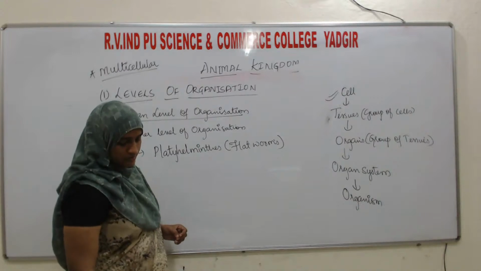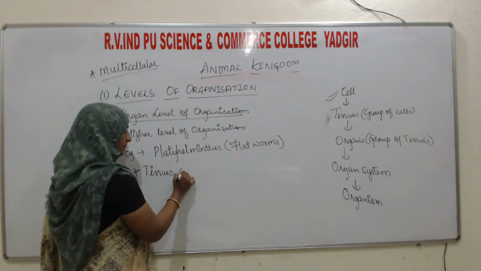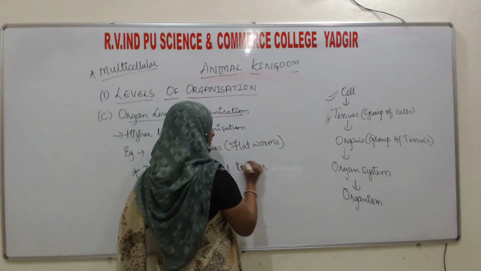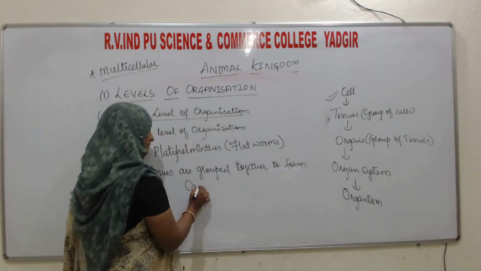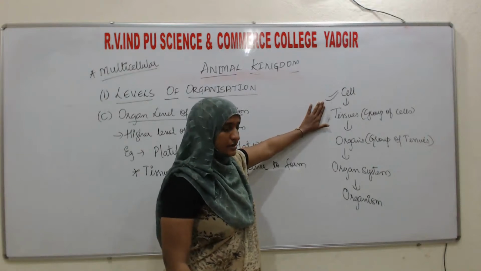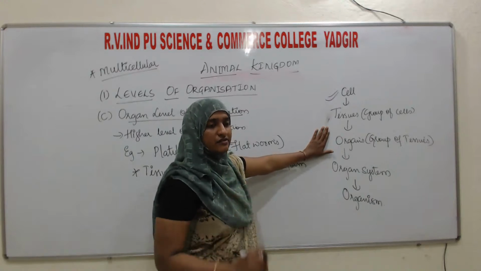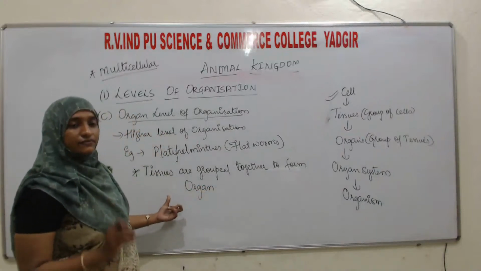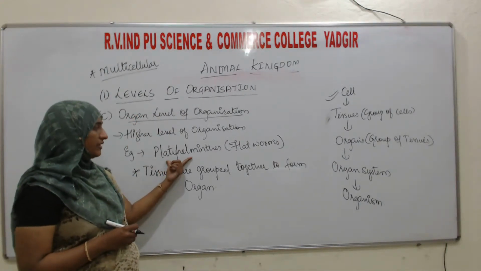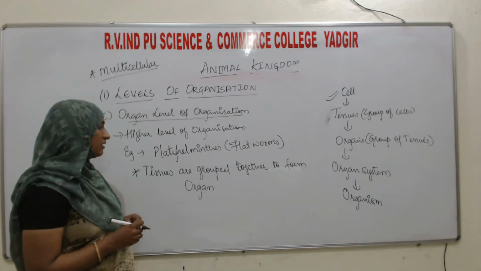Here, tissues are grouped together to form organs. As I told, the tissue level of organization is exhibited by coelenterates. Organ level of organization is somewhat higher, where tissues are grouped together and perform similar functions. If some animals exhibit such a level of organization, it is known as the organ level of organization. The example is Platyhelminthes, the flatworms. The next level, which is the last level, is the organ system level of organization.